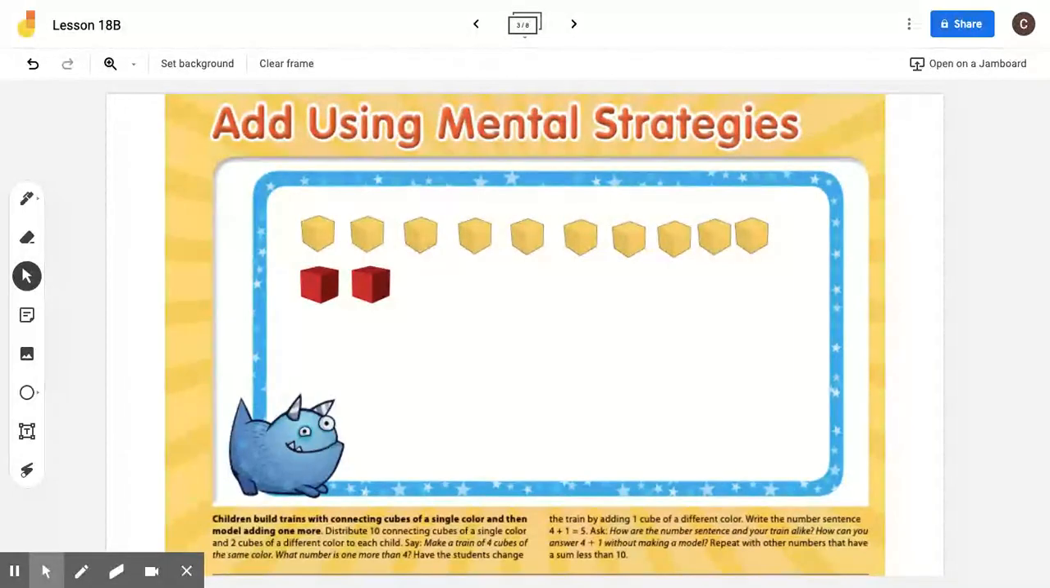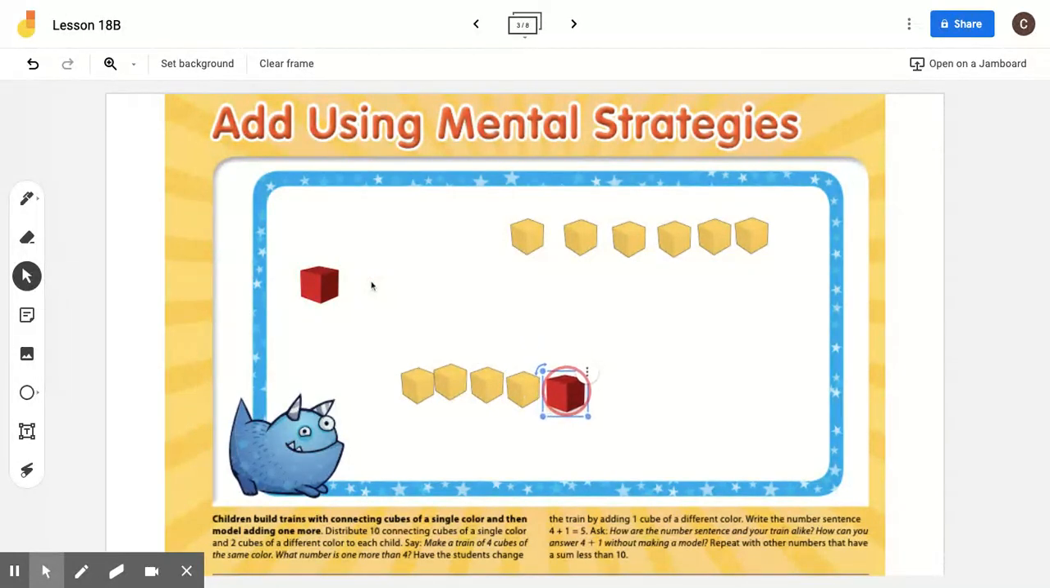Remember, our learning target says that we are going to add using mental strategies. As you can see, we have some cubes on our screen. The first thing is I want to make a train of 4 cubes of the same color. So I'm going to go 1, 2, 3, 4. What number is 1 more than 4? Right, 5. So I'm going to add on one more, which would be 5.